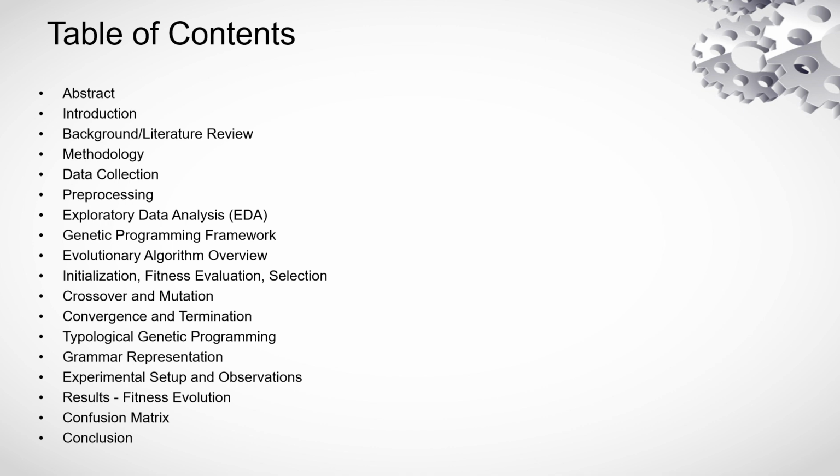Abstract, intro, background and methodology, data collection, preprocessing, exploratory data analysis, genetic programming framework, evolutionary algorithm overview, initialization, fitness evaluation, selection, crossover, mutation, and then convergence and termination. This would be followed by the end result, a representation of my code, what I did as part of the experimental setup, and the results. The confusion matrix won't be there; I thought I would add it, but it wasn't making any sense. And then I'll be concluding.